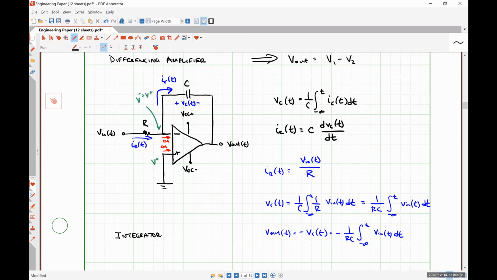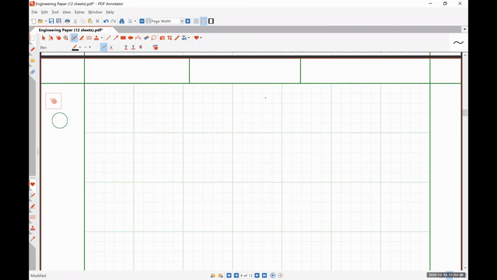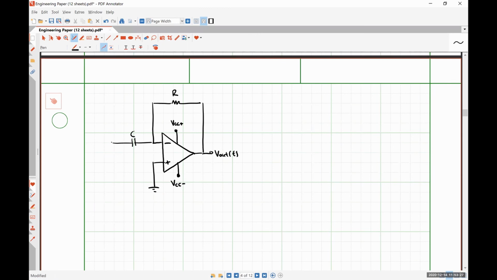This is a fundamental building block of automatic control systems. Now, if we change our setup slightly, and we place the resistor in the feedback position and the capacitor between the inverting input terminal and our input signal, we get a different response.